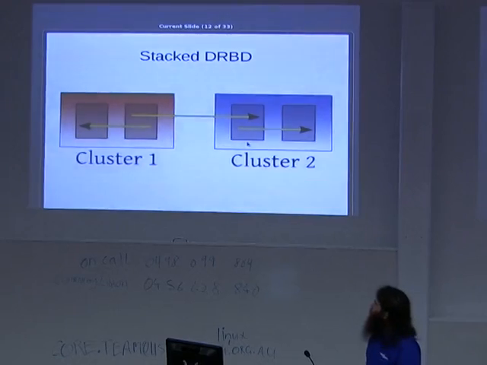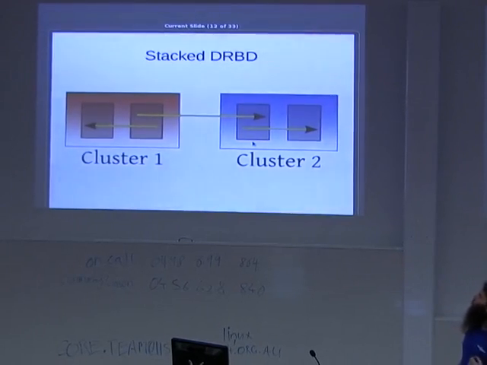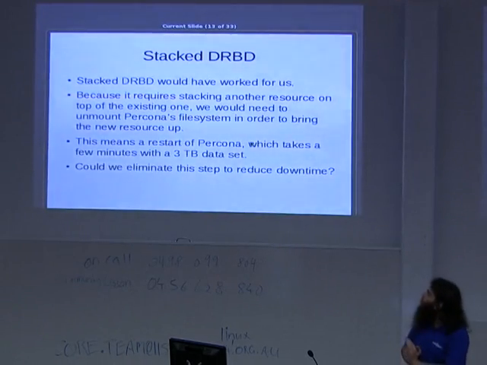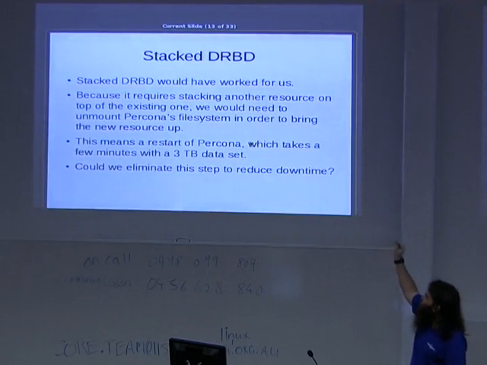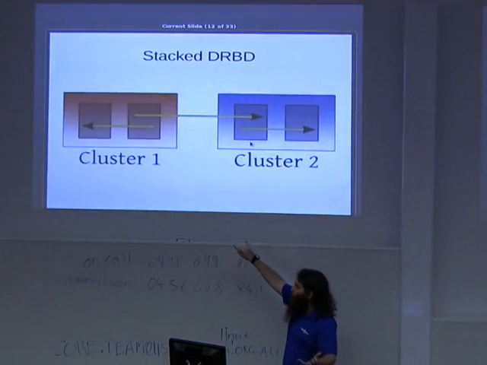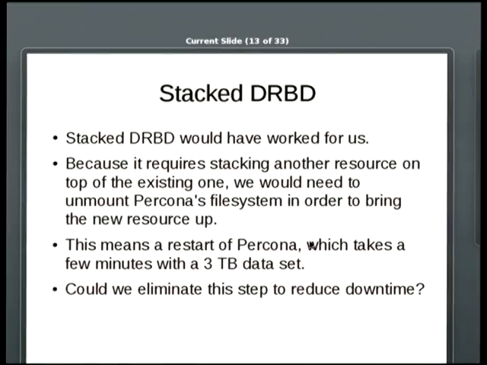And that would actually have done what we wanted, because it replicates data from one master to three other nodes, that would have worked for our use case. With the caveat that because it requires stacking another resource on top of the existing one, as you will note, the resource in cluster one, which is what we had to start with, would need another resource stacked on top of it. We would have needed to unmount Percona's file system, which requires a Percona restart in order to stack that resource on top. That takes a few minutes with a 3 terabyte data set, and we wanted to try and minimize downtime as much as possible.